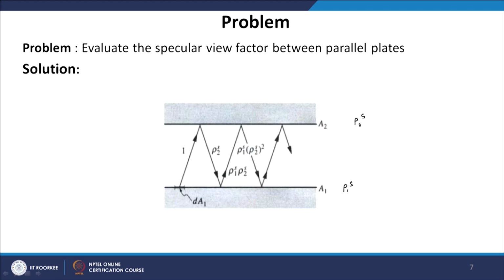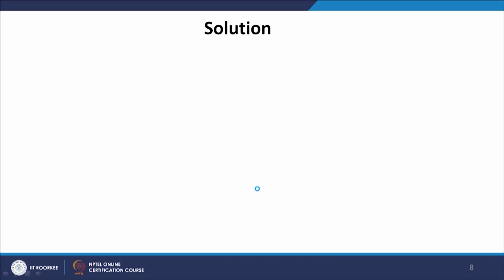Any radiation leaving surface A1, the small element dA1, will directly travel towards A2, it will undergo reflection with reflectance rho 2 s, it may undergo reflection again with magnitude rho 1 s, rho 2 s, and so on. So, there may be multiple reflections between these two plates. We have to find out the combined specular view factor between these two plates. So, let us do the solution for this problem.